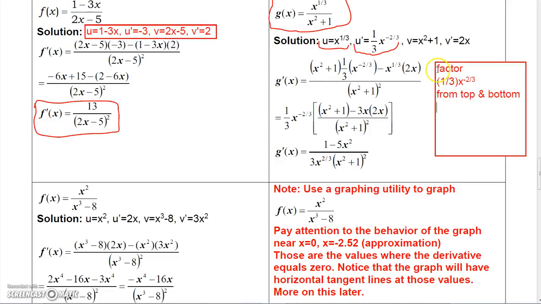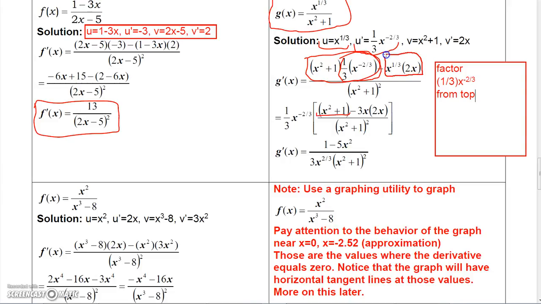So what I'm going to do is factor 1/3 x to the negative 2/3 out. So what that means is I'm going to factor from this first term this portion, this 1/3 x to the negative 2/3. Now if I factor that out, I'm just left with x squared plus 1. Okay, I said top and bottom. I'm not really doing the top and bottom, I'm just doing the top. Okay, now I'm going to factor that out of this term, and this is where it gets a little tricky.